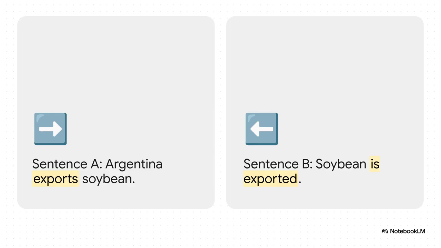Now look at sentence B: Soybean is exported. See how the focus just flips? Suddenly it's all about the soybean and the action of it being exported. That's the main event now. Same information, totally different emphasis. And that, right there, is the heart of the active versus passive voice.